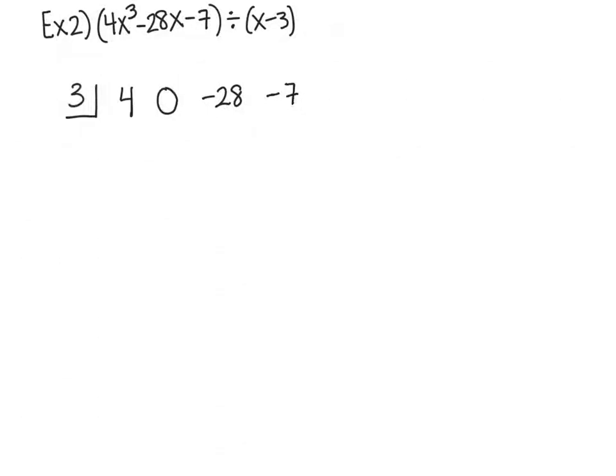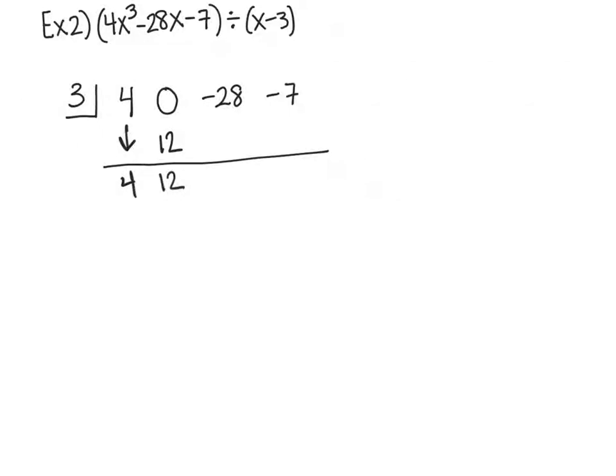So the way we do synthetic division is you always drop down that first number, and then we're going to draw a line that everything is going to be underneath. So the 4 is going to go underneath that line. Next, you're going to take this 3, you're going to multiply it by 4, and you're going to put the product here. So 3 times 4 is 12. Then you are going to add these two numbers. 0 plus 12 is 12.